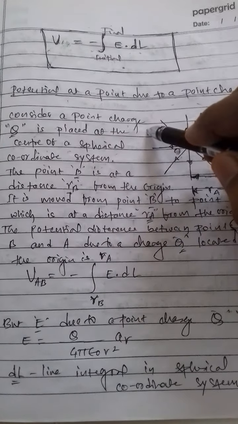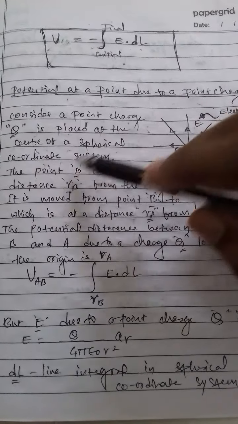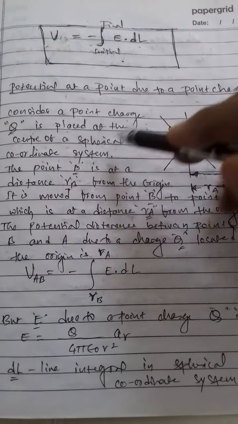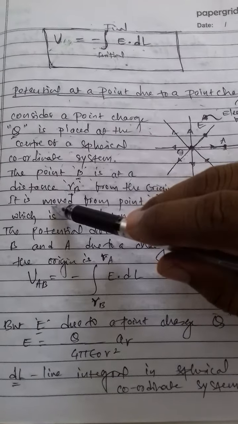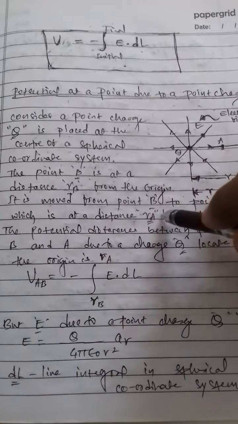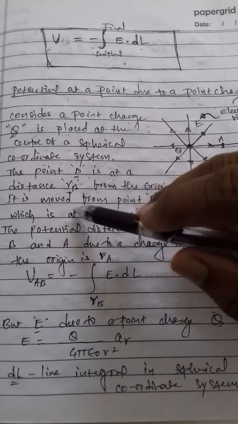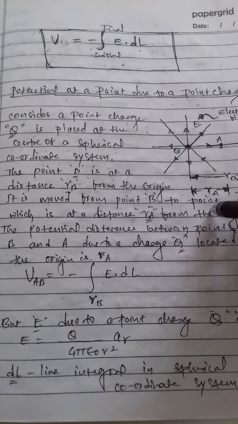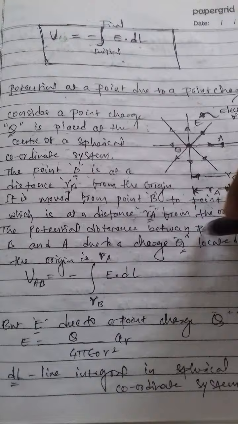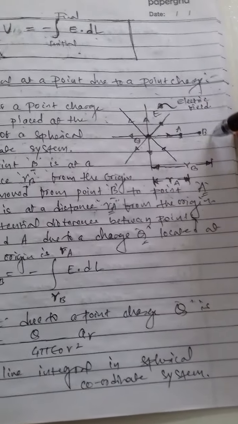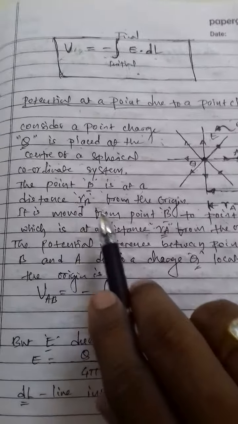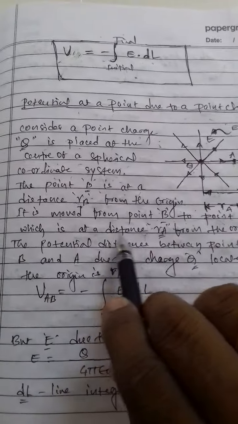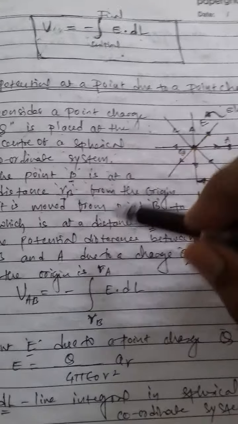Consider a point charge q placed at the center of a spherical coordinate system. The point B is at a distance rb from the origin. It is moved from point B to point A, which is at a distance RA from the origin. This one is point B, this one is point A.